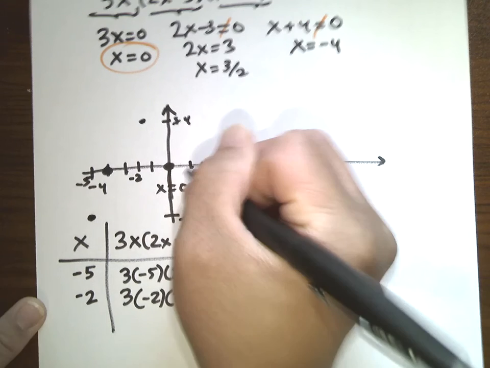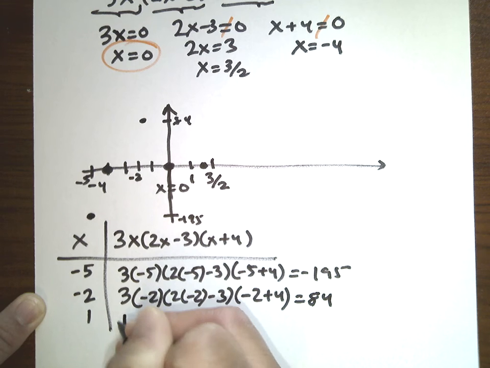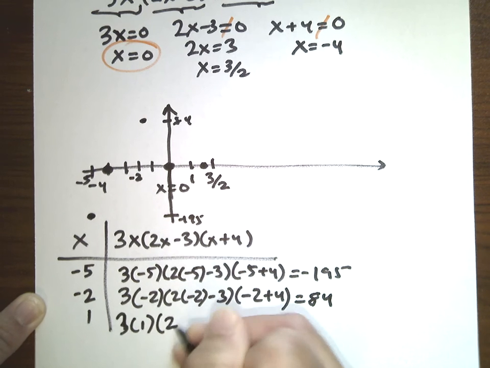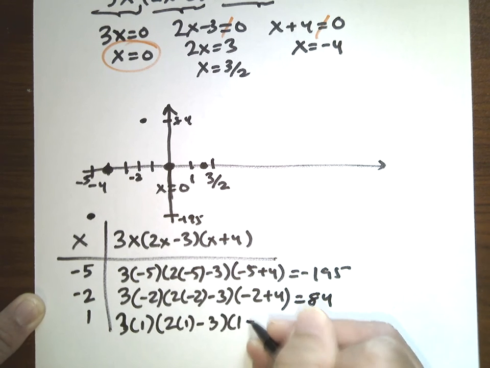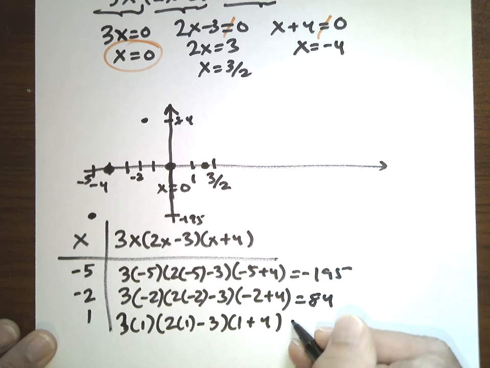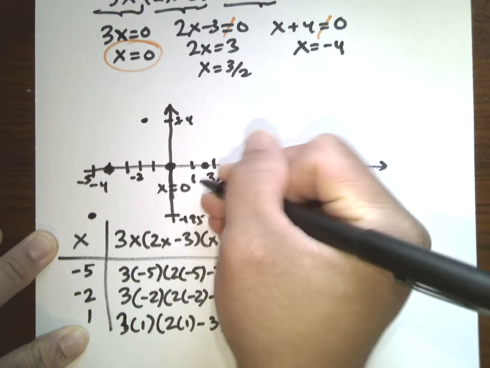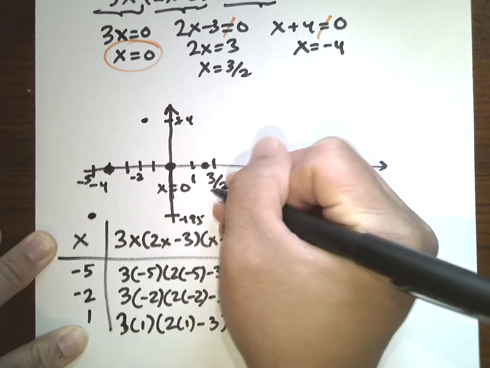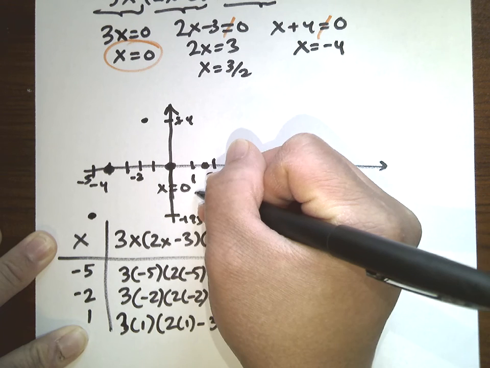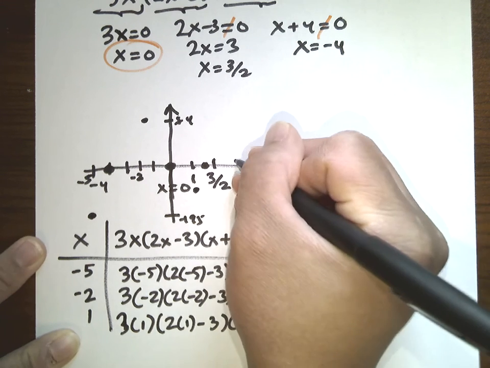And then let's go with x equals 1, somewhere right over here. So 3 times 1, and then 2 times 1 minus 3, and then 1 plus 4. That gives me negative 15. So negative 15, well, remember this isn't to scale right here, so negative 15, and then I need something over here.